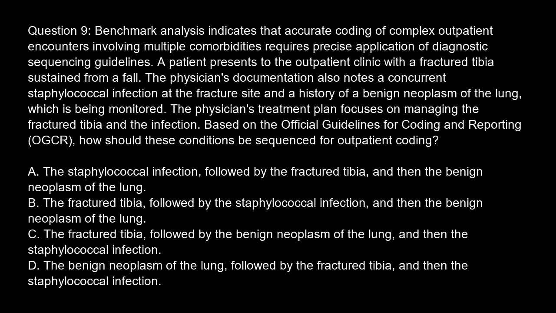Option A, the staphylococcal infection followed by the fractured tibia and then the benign neoplasm of the lung. Option B, the fractured tibia followed by the staphylococcal infection and then the benign neoplasm of the lung. Option C, the fractured tibia followed by the benign neoplasm of the lung and then the staphylococcal infection. Option D, the benign neoplasm of the lung followed by the fractured tibia and then the staphylococcal infection.